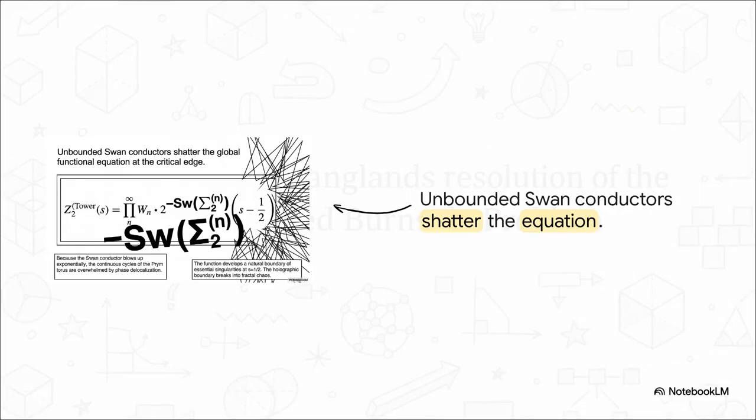And this brilliantly illustrates the ultimate consequence of all this. When you take that exponentially blowing up Swan conductor and feed it right back into our global partition function, the continuous cycles of the prime torus are completely overwhelmed by phase delocalization. The function naturally develops a boundary of essential singularities right at the critical edge of s equals 1/2. The holographic boundary literally, physically shatters into fractal chaos. This is the exact undeniable spectral fingerprint of an infinite group.